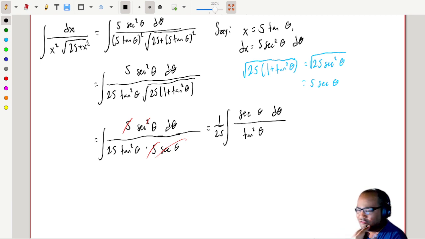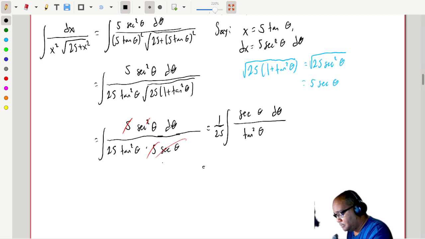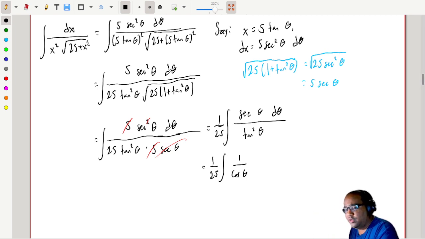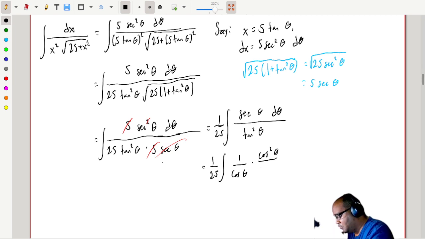Okay, now we just gotta, again, try to think clever, okay? How can I rewrite this in such a way where things can really help me? Well, when in doubt, write everything in terms of sines and cosines. Secant is 1 over the cosine. And tangent squared is sine squared over cosine squared. But it's in the denominator, so it's a reciprocal. We're really thinking cotangents, so cosine squared theta over sine squared theta.